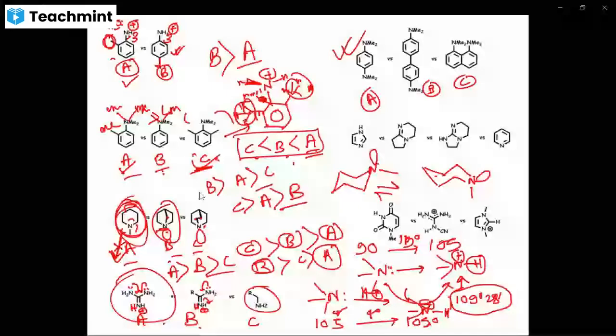C is most basic, then B. So someone is saying B is most basic, then C, or B, A, C, or A, then A, then C. Okay, so can you explain why you think so? Why B?